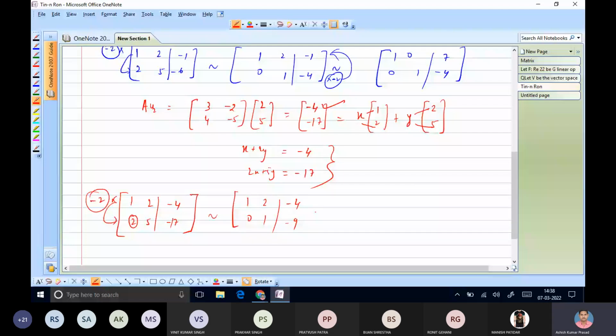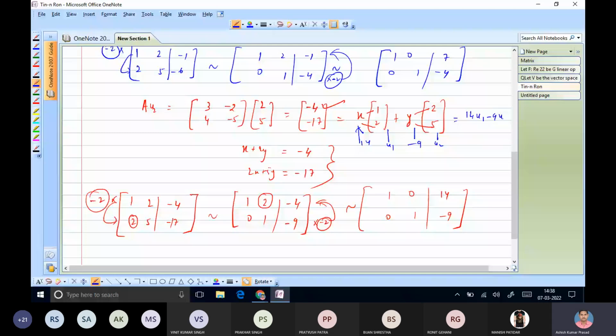Okay. Now what I have to do, I have to make the element above the pivot 0. So I multiply minus 2 to the second row and add it to the first row. I will get 0, 1, minus 9. And see here, 1 minus 2 plus 2, 0. 18 minus 4, that is 14. Right? So 14, minus 9. So here you can see that x is equal to 14, y equal to minus 9. This is your u1, this is your u2. So you have 14 u1 minus 9 u2.